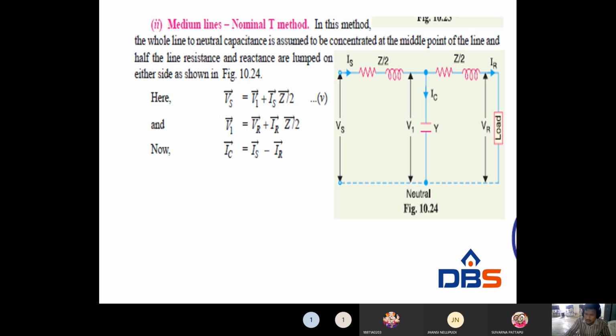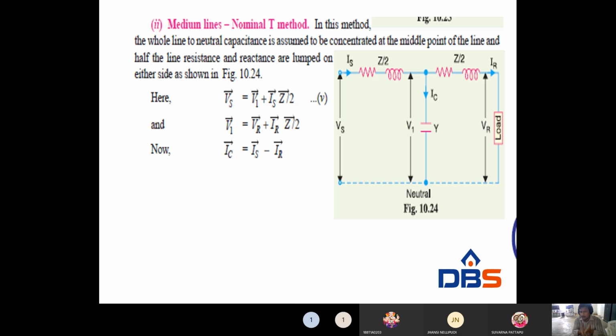Apply the KCL at this node, right? IS incoming current is equal to outgoing currents. IS is incoming, IR and IC are outgoing, that is nothing but IS is equal to IR plus IC, right? So now observe the circuit. Two loops are there, loop 1, loop 2. For loop 1, Vs is the sending end voltage, V1 is the receiving end voltage. For loop 2, V1 is the sending end voltage, VR is the receiving end voltage. We just add the extra drop, that's all.